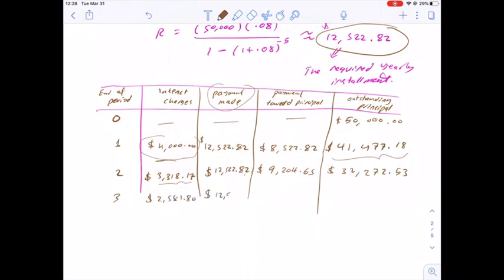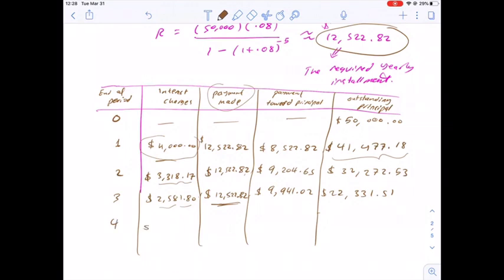At the end of the third year, we have the interest of 2,581.80, and we still pay the same amount, 12,522.82. That means we paid 9,941.02 toward the principal, and the outstanding principal is 22,331.51.